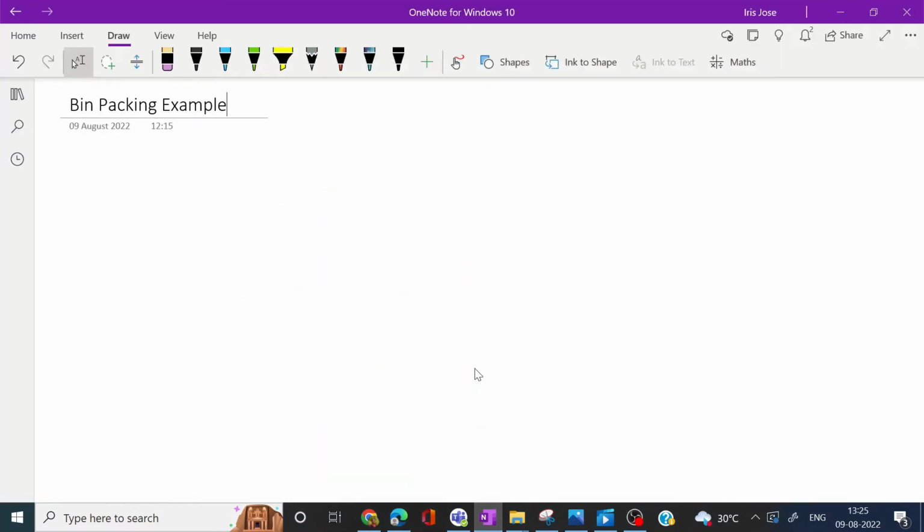Bin packing example. So in this example, we have to find the number of bins required to put the items.